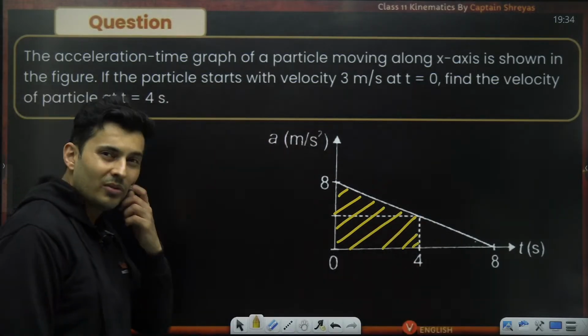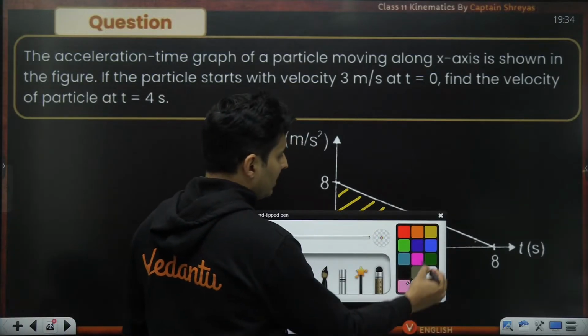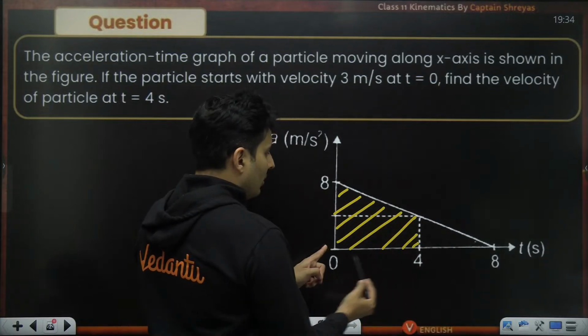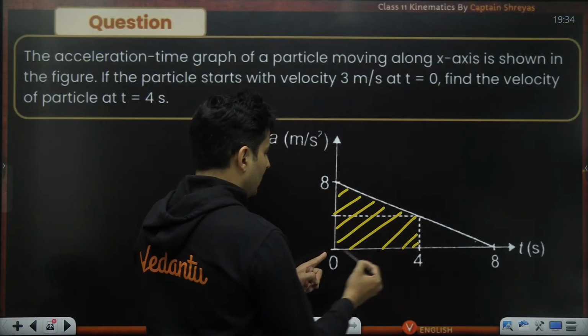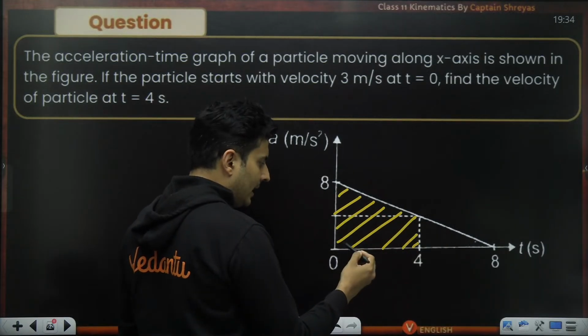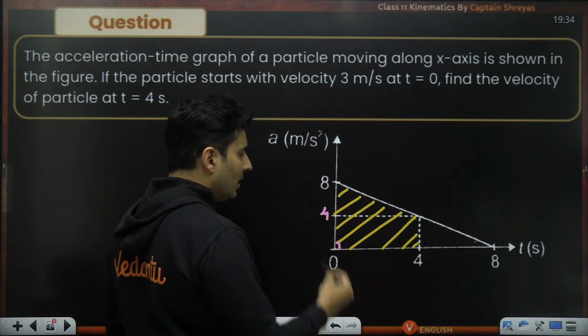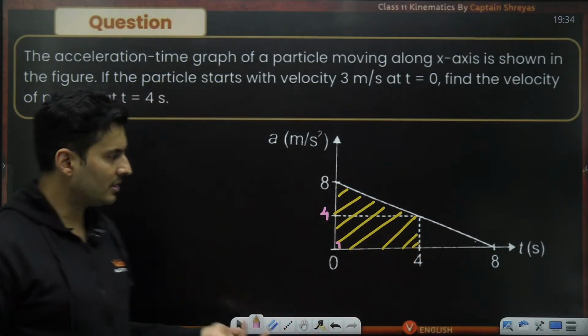Now, how do you figure out the area? That's another question. I have an idea over here. Think about it. From 0 to 8, this is an isosceles right angle triangle. So if this is 4, how much will this be? This will be 4. Symmetry should be there, isosceles triangle.